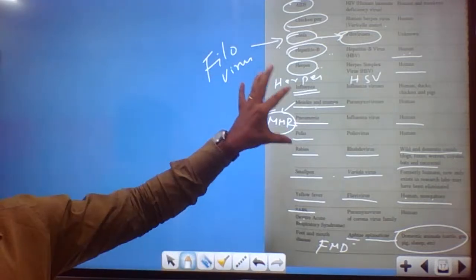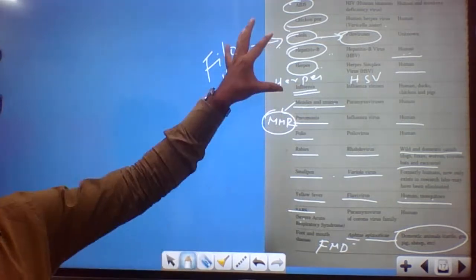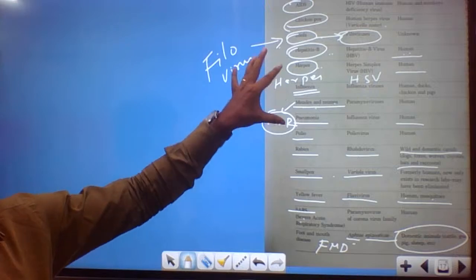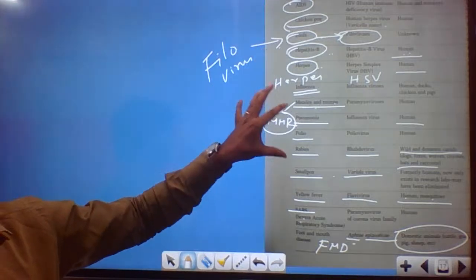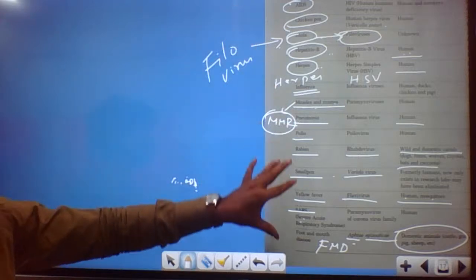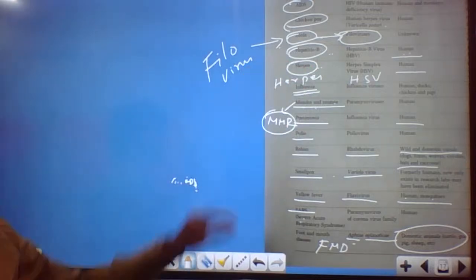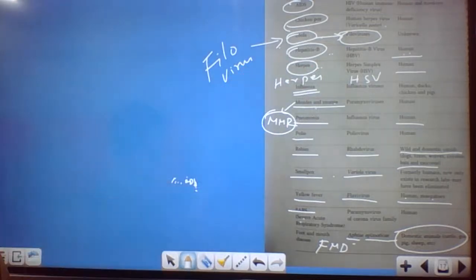I hope this font is not clear for you. I'll send this image to your group. Since I took from the textbook directly, reference book, I couldn't increase the size. So sorry for the inconvenience, guys. I'll send this picture in the group. These are some of the common animal diseases and the pathogens and the reservoir this particular thing shows.